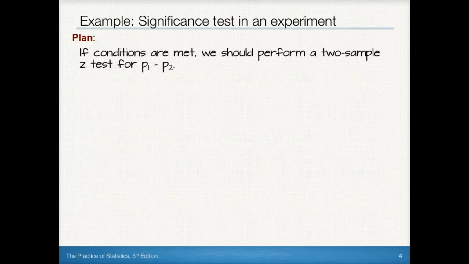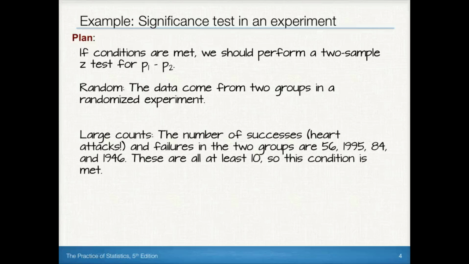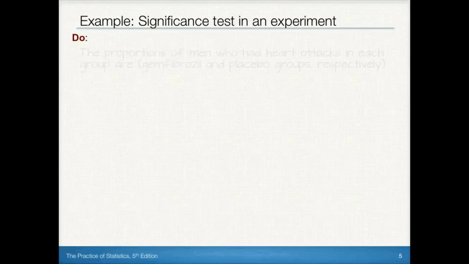Now, if the conditions are met, we'll perform a two-sample z-test for P1 minus P2. We were told the data come from two groups in a randomized experiment, so the random condition is met. The number of successes, in this case, a success is defined as individuals having a heart attack, and the number of failures in the two groups are all greater than 10, so the large counts condition is met. With those conditions met, we can perform our calculations.